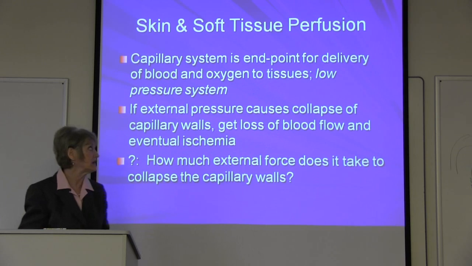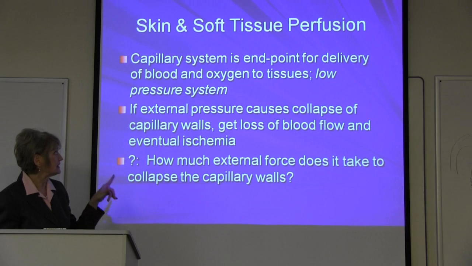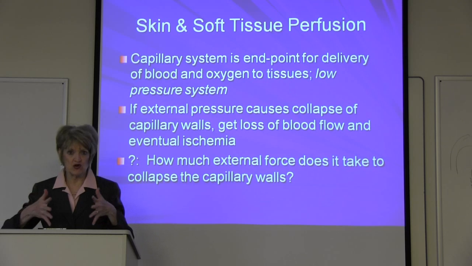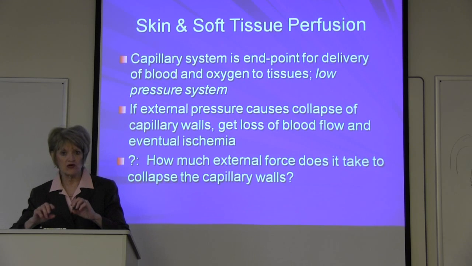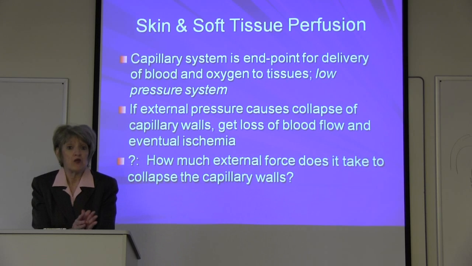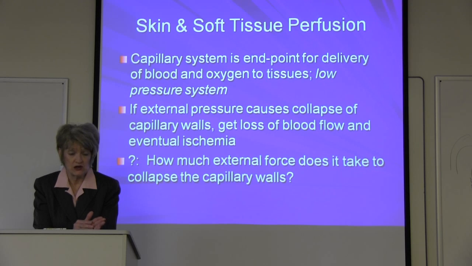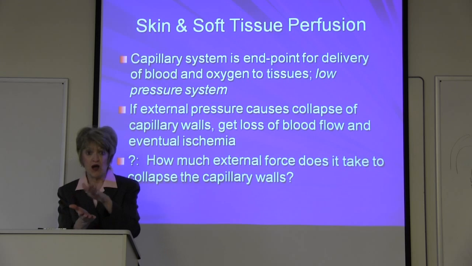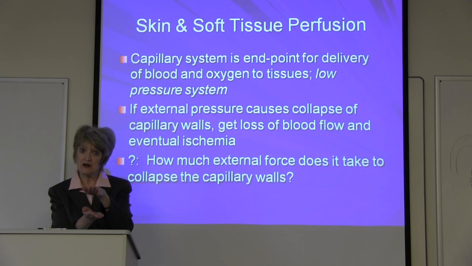Now let's talk about what we know about perfusion of the skin and soft tissues. So we know that it's this big highway system where you start out with very large arteries and smaller arteries, then arterioles, and eventually the capillary bed. And pressure ulcers occur because of compression of the capillary bed. Capillaries, we know, are thin-walled. We know that the capillary bed is a low-pressure system. So it's easy to understand why sitting or lying right over a bony prominence would compress the tissues and compress the capillary beds within the tissues.